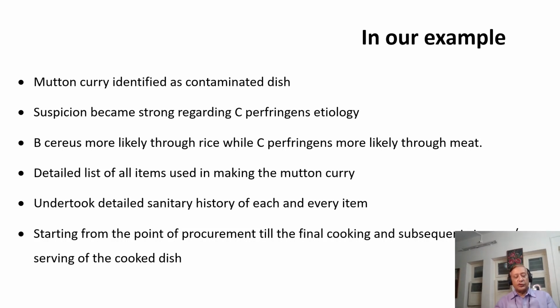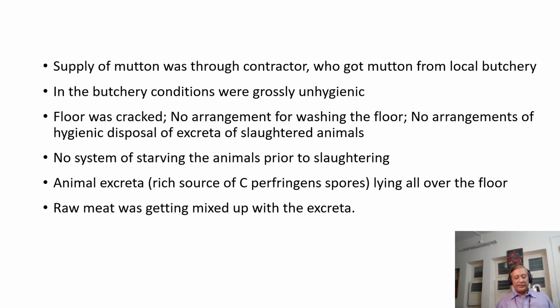So the team quickly made out a detailed list of all the items used in making the mutton curry, including condiments, vegetables, and water. They thereafter took a detailed sanitary history of each and every item, starting from the point of procurement till the final cooking and subsequent storage and serving of the cooked dish. They also verified the details by personally observing the hygienic conditions on ground. The investigating team noticed some peculiar and interesting findings.